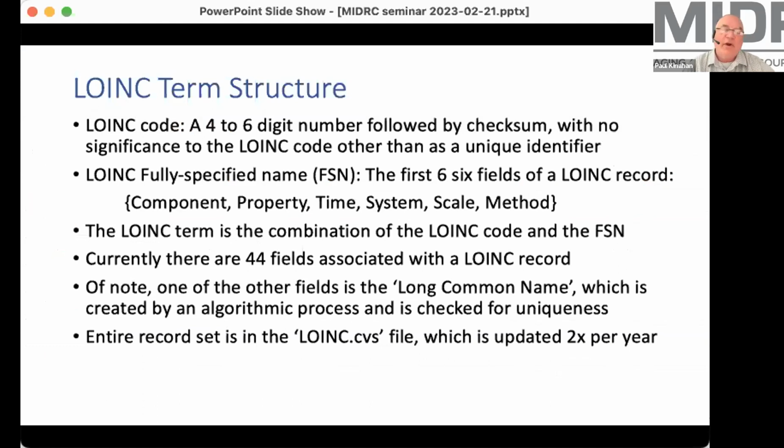Essentially there's 44 elements associated with each LOINC record. A lot of these are not relevant to radiology. They're for different aspects of, say, lab medicine tests or things like that. But as I mentioned, the key thing is the long common name, which is checked for uniqueness. And the other thing for sustainability is that the whole LOINC database is reviewed and updated two times per year. People can suggest new codes.